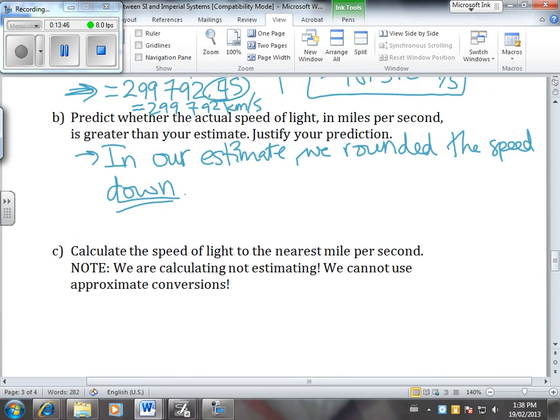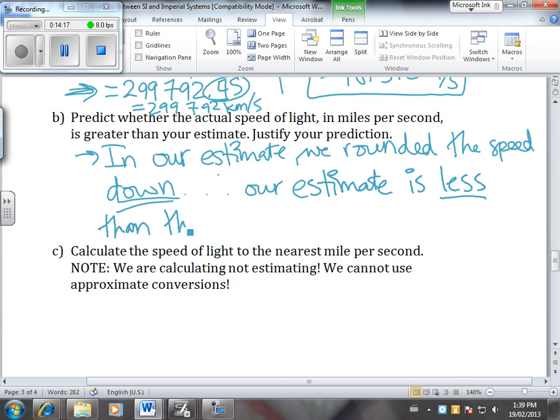Therefore, do you think that our speed, do you think it's lower or higher? Sorry, not our speed, our estimate. Do you think our estimate is a lower value or a higher value than the exact? So our estimate, because we rounded down, is less. Because we rounded down, so we'd actually have a little bit more. Less than the actual speed.